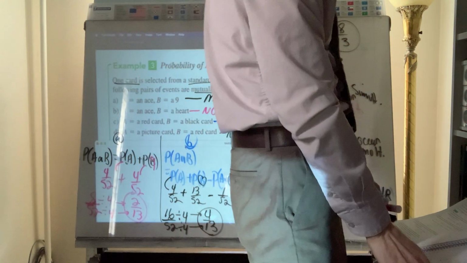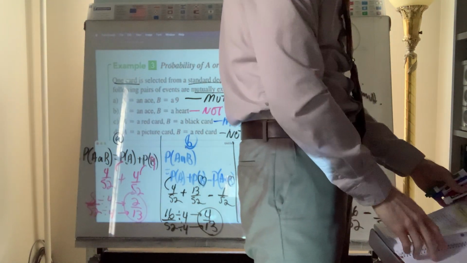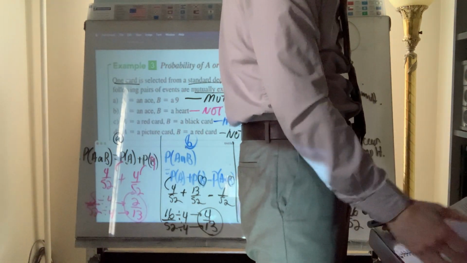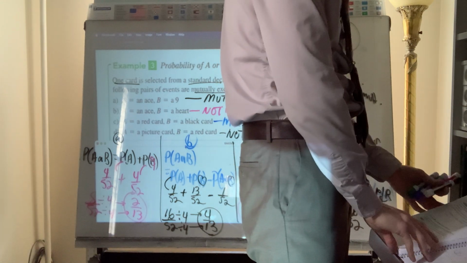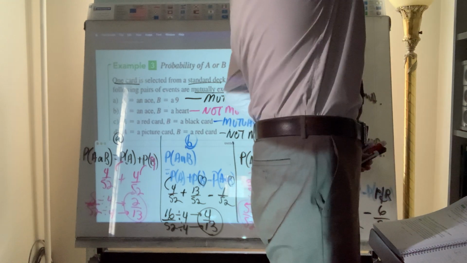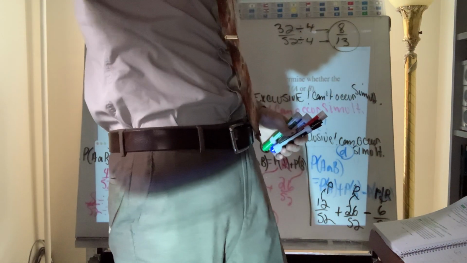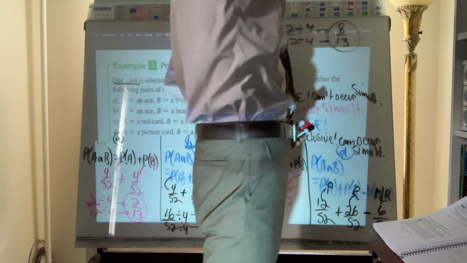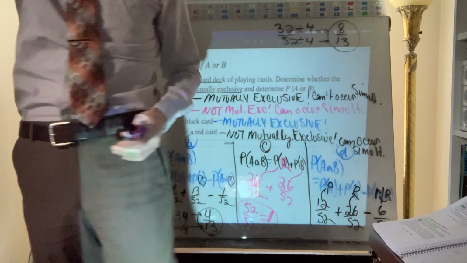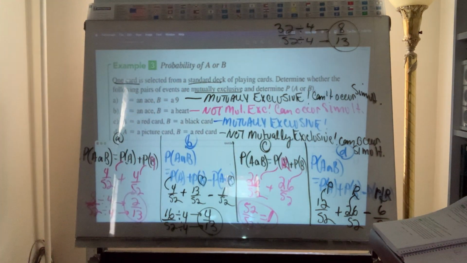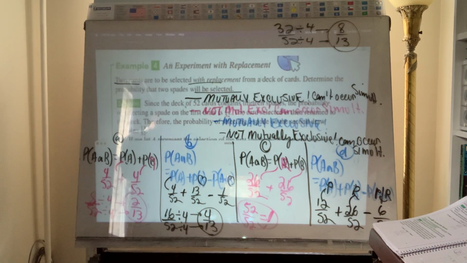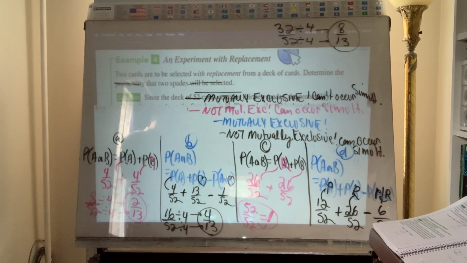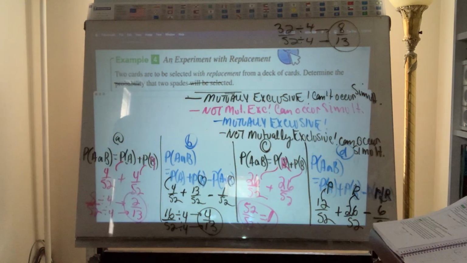Okay. Now we're probably going to get into the multiplication rules. Alright, so let me skip over to 4 here. Yep. Sorry.